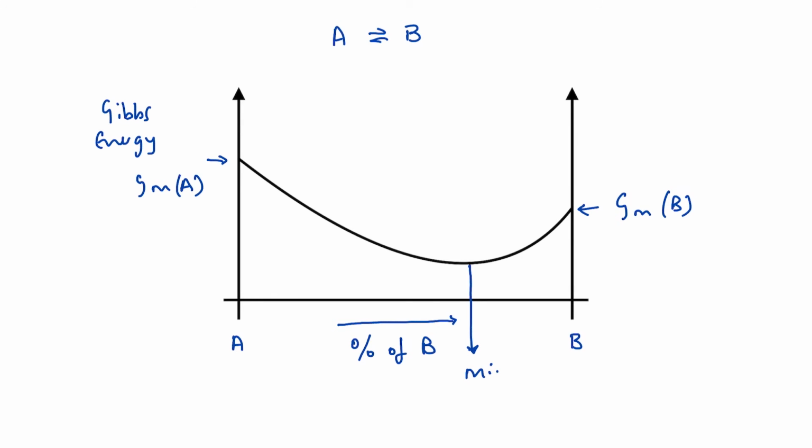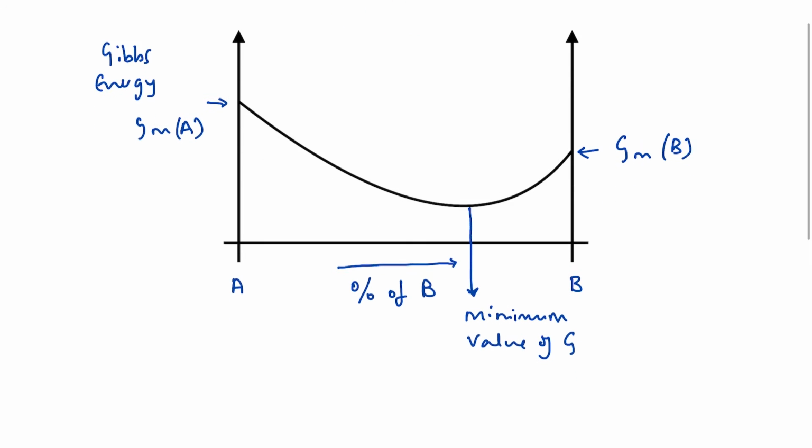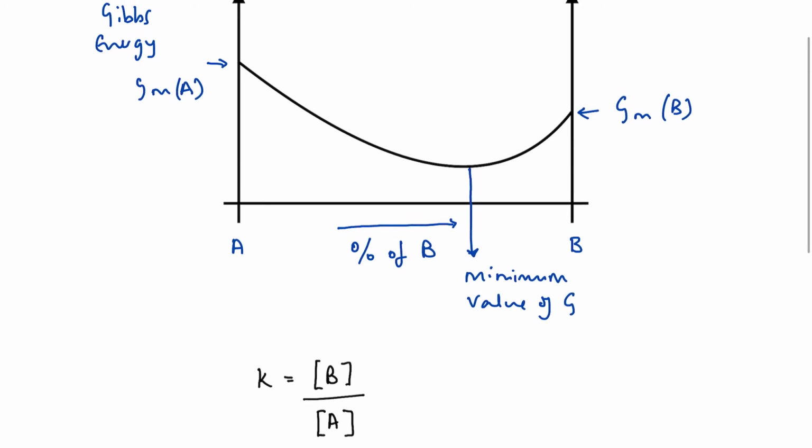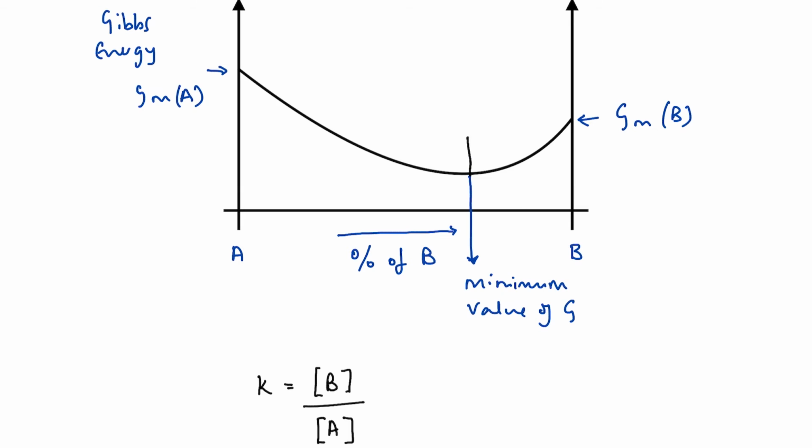So this is our minimum value of G, our Gibbs energy. But it's also something else, because at equilibrium, the concentration of A and B that's present in our equilibrium mixture is going to be described by our equilibrium constant K. And it's products over reactants, so it's the concentration of substance B over the concentration of substance A at equilibrium. So this minimum value of G is also our value for K, the equilibrium constant.